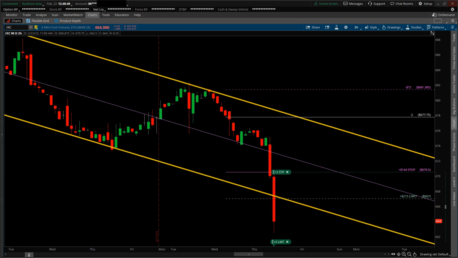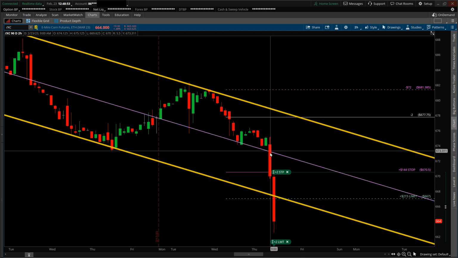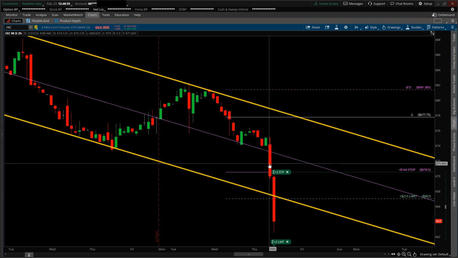So a quick status check on the corn trade. Today is Thursday, February 23rd, and it's 12:48 p.m. Eastern Time. We can see that based on the 2-hour time frame, for the past 4 hours, there's been a sharp drop in the corn price.